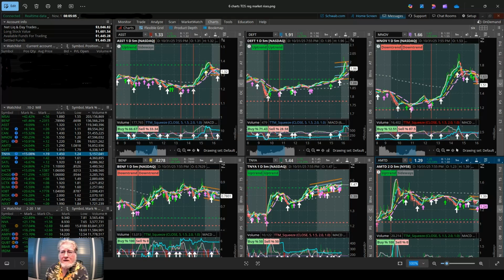So that's how I use it in a broad general sense to find the stocks with the scanners, and then place those stocks on a chart. Now I'm going to zoom in on one of these charts and explain the details of it to you.